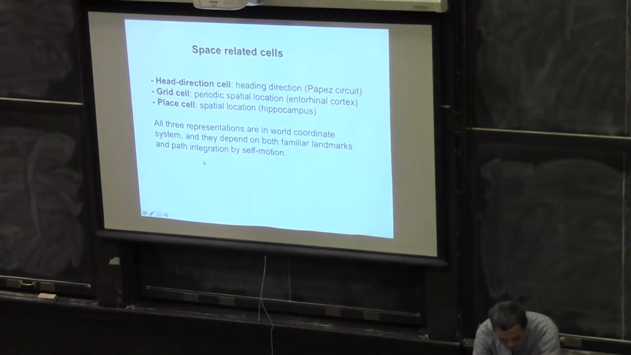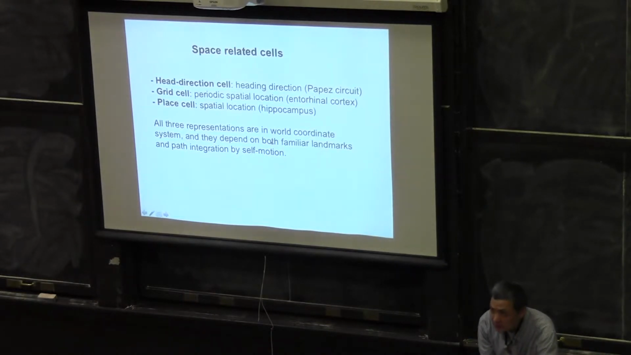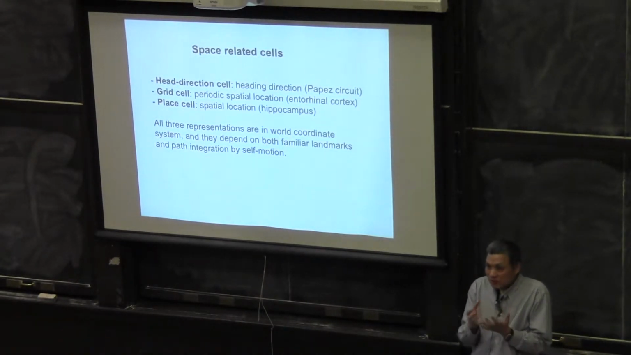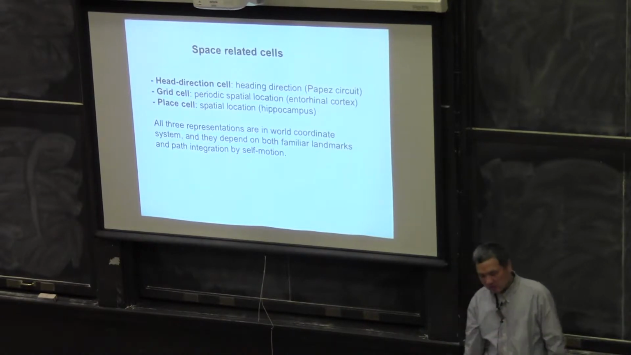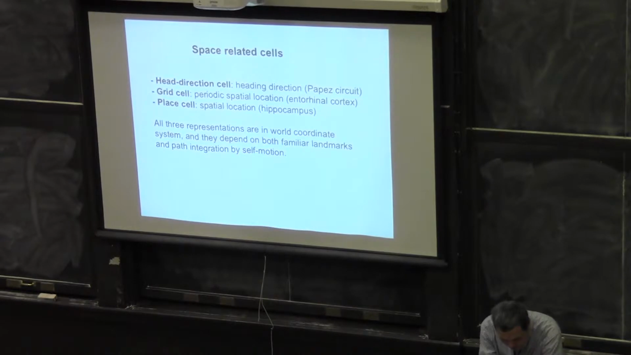I think the one thing we have to say is that these cells represent location in a world-centered coordinate system. That's very important because all your sensory systems are not like that. You must do some computation to figure out your location in world coordinates. I'm going to give you an example.